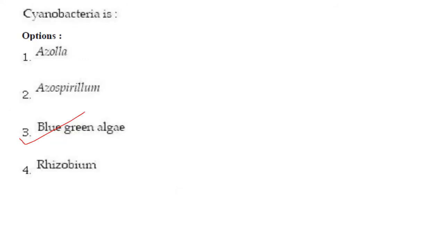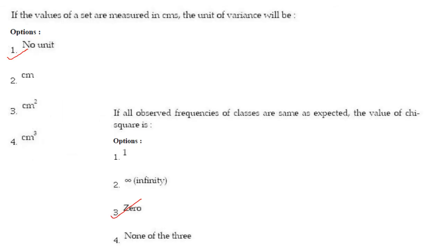Next one. Cyanobacteria is option 1 Azolla, 2 Azospirillum, 3 blue-green alga, 4 Rhizobium. Answer is option 3. Next one. If the values of a set are measured in centimeters, the unit of variance will be option 1 no unit, 2 centimeters, 3 centimeter square, 4 centimeter cube. Answer is option 1, no unit.